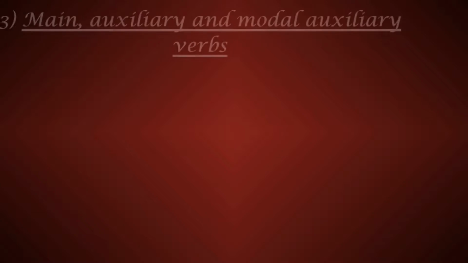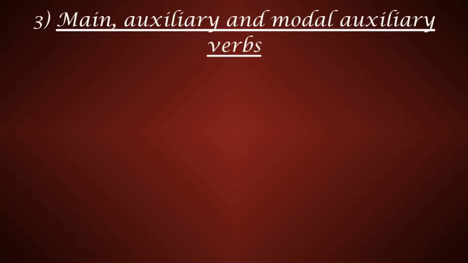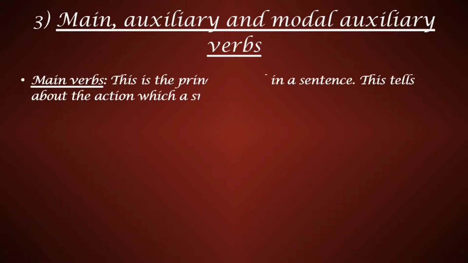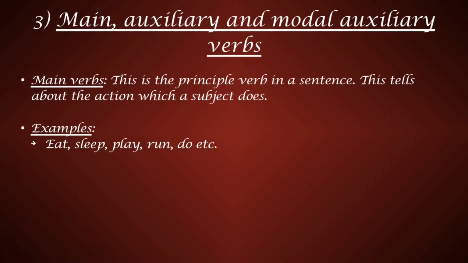Number 3. Main verb, auxiliary verb and modal auxiliary verb. Main verb. This is the principal verb in a sentence. This tells about the action which a subject does. Examples are eat, sleep, play, run, do, etc.